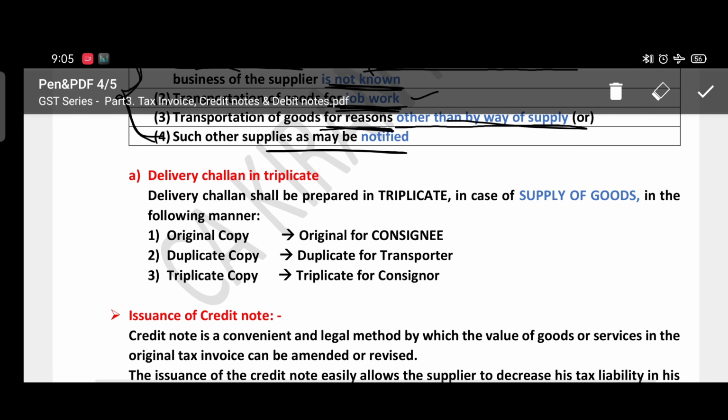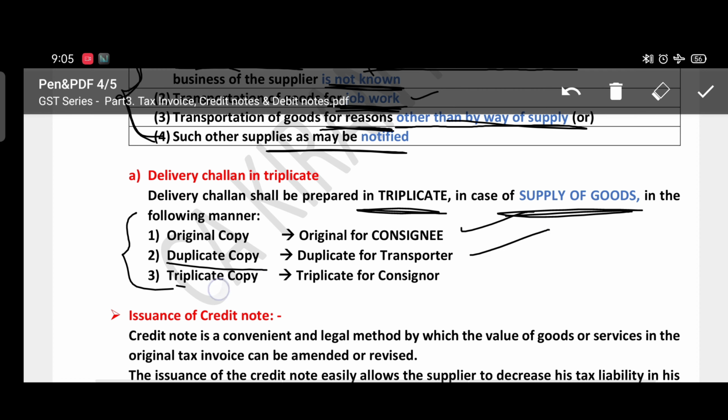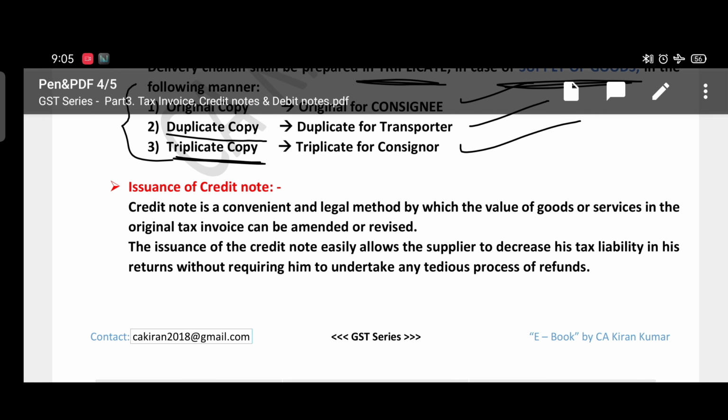And in case of a delivery challan, he has to prepare it in triplicate in case of supply of goods in the following manner. Number one, the original copy he should issue for the consignee, the duplicate copy for the transporter, and the triplicate copy for the consignor. And now we are going to the most important topic, that is the credit note.